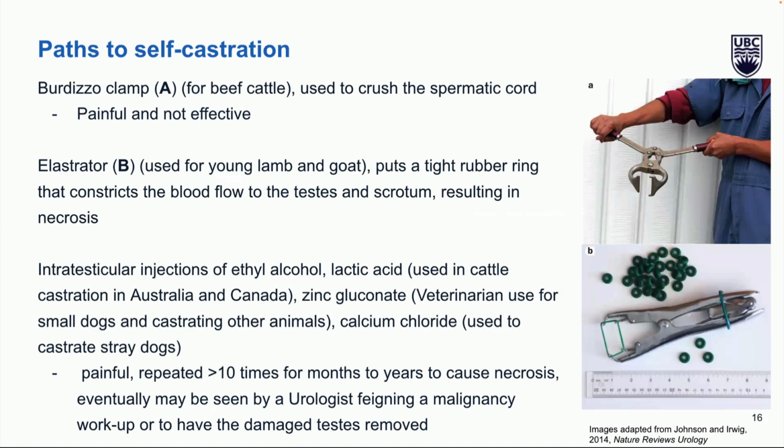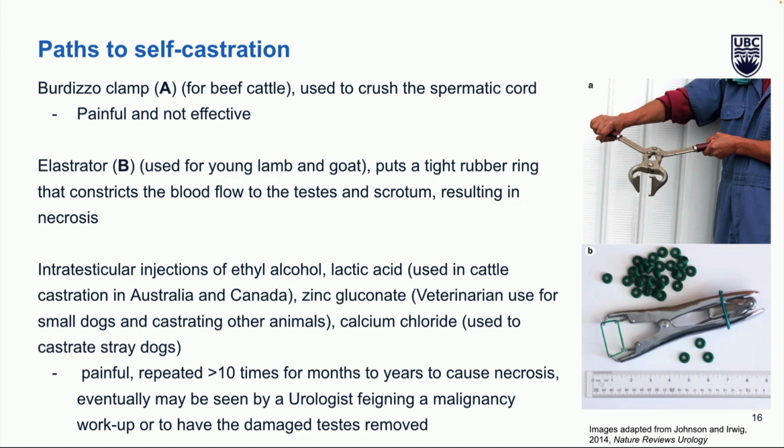For individuals who are seeking castration, and this is typically presented in the research as well, there are a few paths to undergoing castration that are all painful and not very effective. These are seen sometimes in our own emergency departments or on call at St. Paul's. The first one here is a Burdizzo clamp. It's seen on the right. It's used to actually crush the spermatic cord of beef cattle.